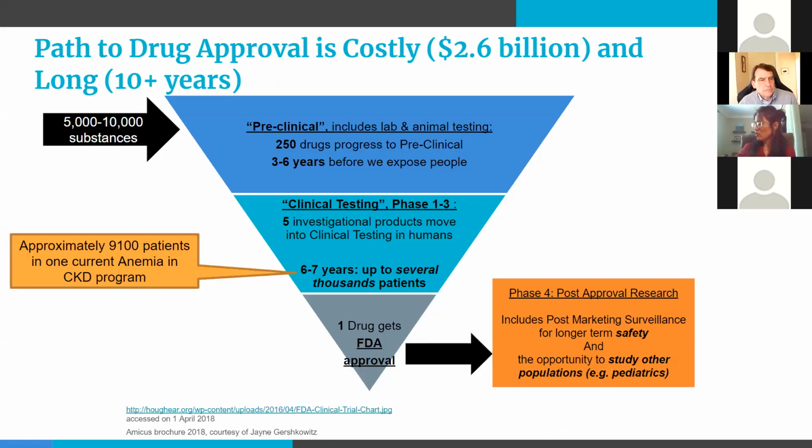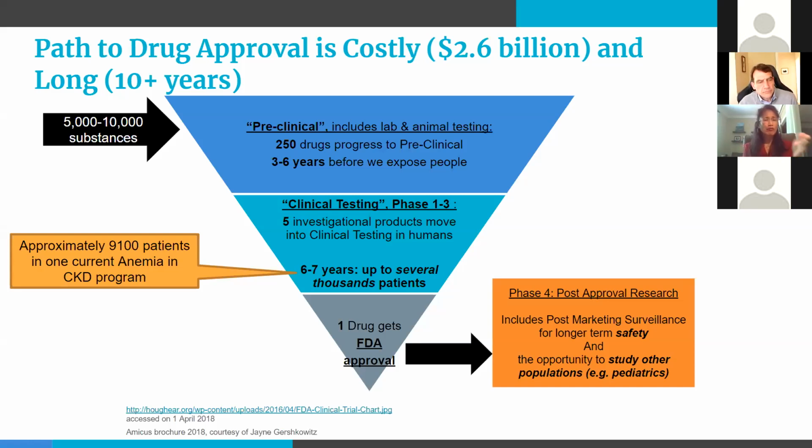And so how long does it take and how much does it cost? Well, unfortunately, getting one drug approved is very costly and takes a really long time. There have been estimates that it can cost up to $2.6 billion to get one drug approved and take as long as at least 10 years.